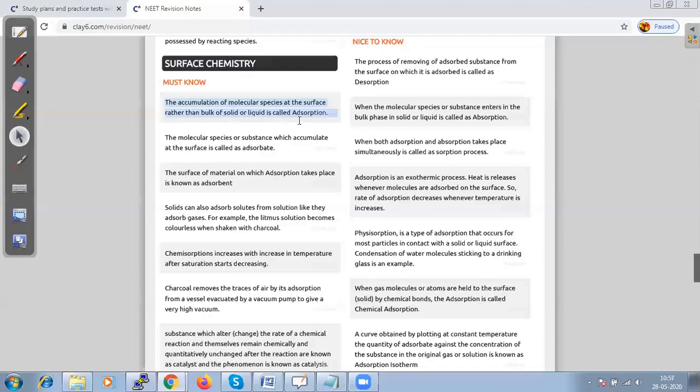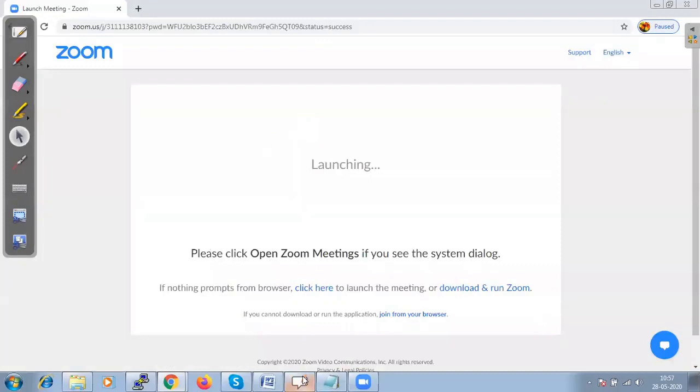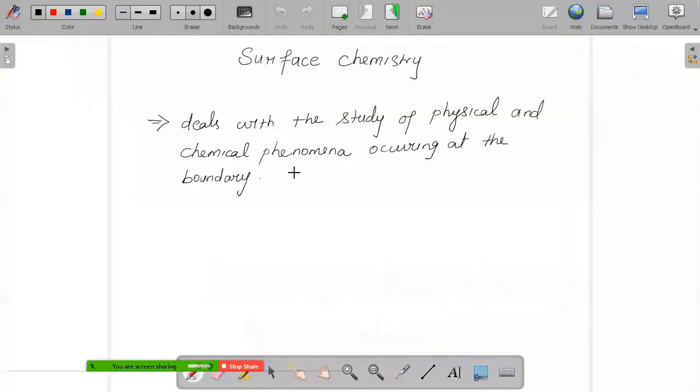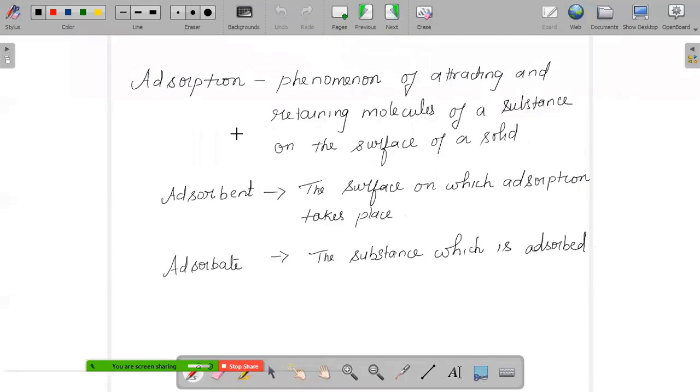So in surface chemistry, we are going to talk about two important concepts, that is adsorption and absorption. What is the concept of adsorption? Adsorption is the phenomenon of attracting and retaining the molecules of a substance on the surface of a solid.